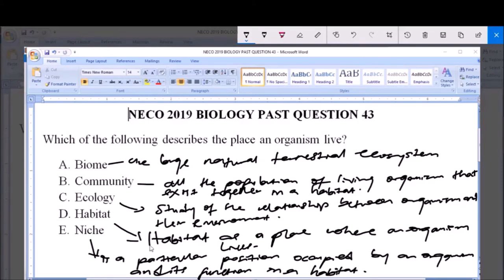So the question says, which of the following describes the place an organism lives? Now the place an organism lives simply refers to what? A habitat, like we have established. And that is option D. I say habitat is a place where an organism lives, or a place where an organism can be found. So the answer to this question is option D, habitat.